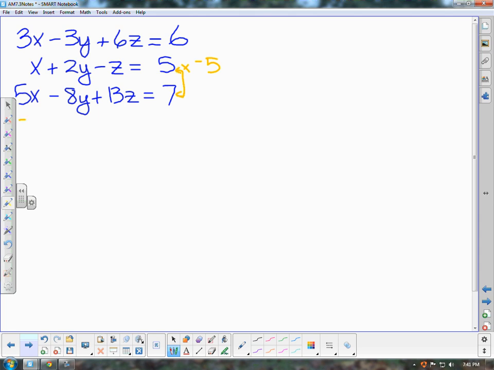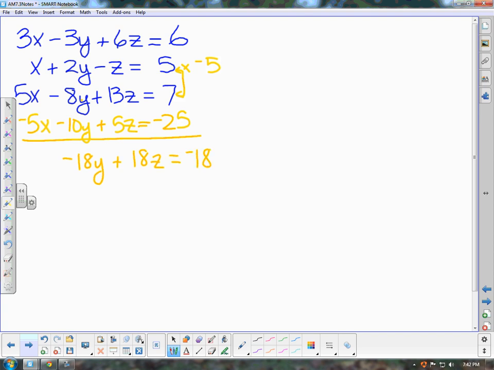When you multiply that by a -5, you get a -5x minus 10y plus 5z equals a -25. Adding those two equations together, the x's would go away. Then you would have a -18y plus 18z equals a -18.